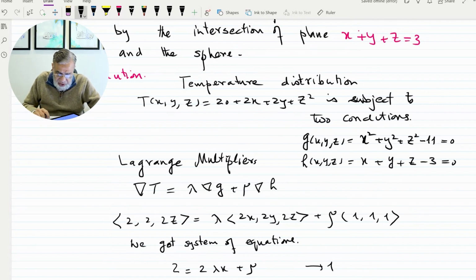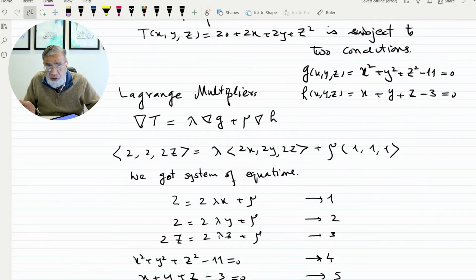So we get this equation, and this is our vector equation. Two sides are equal, so each component is equal. So we get three equations: 2 is equal to 2 lambda x plus mu, and 2 is equal to 2 lambda y plus mu, and 2z is equal to 2 lambda z plus mu.